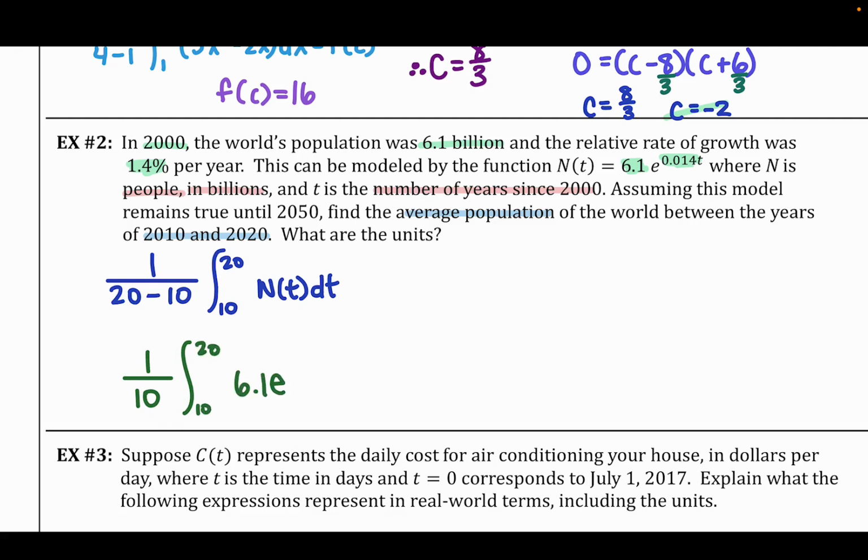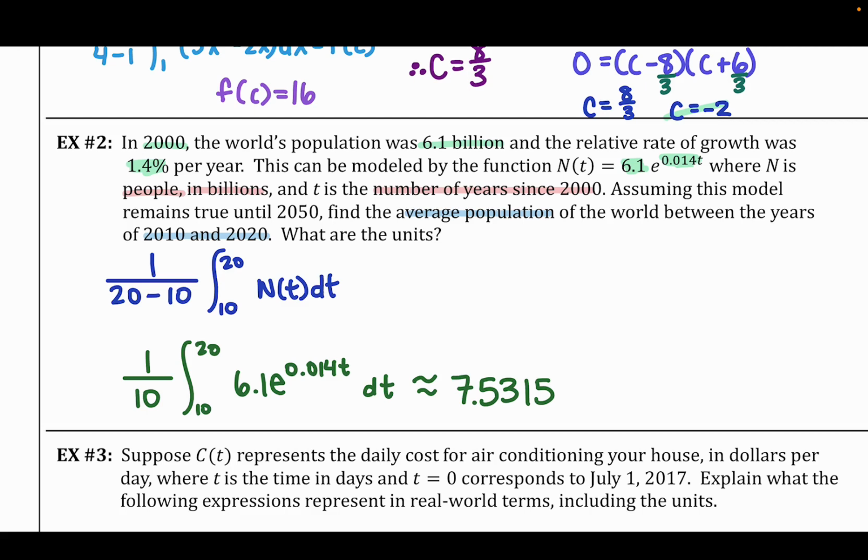So in my calculator, I'd say 1 over 10, the integral from 10 to 20, and then type everything in: 6.1 e to the 0.014 t with respect to t. So go ahead, type that in your calculator. Once you do, you should get 7.5315.